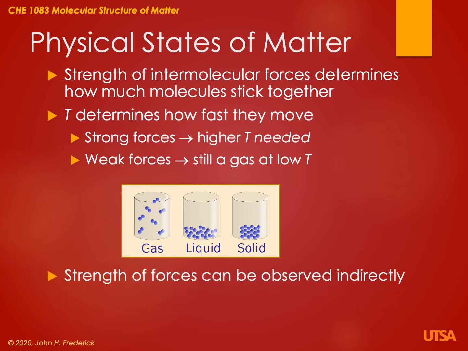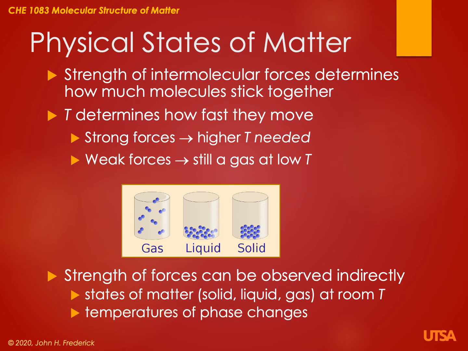So this means that we can observe the strength of these intermolecular forces indirectly by observing, for example, the states of matter at room temperature. If it's a solid at room temperature, then the intermolecular forces are generally pretty strong. If it's a gas at room temperature, that means the intermolecular forces are fairly weak. We can also observe this by looking at the temperatures of phase changes. The higher the temperature of a phase change, the stronger the forces are between the molecules in that substance.